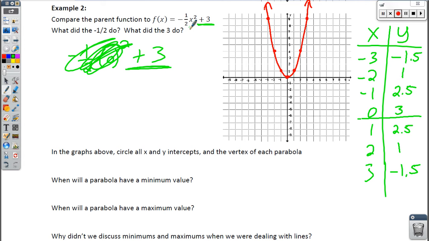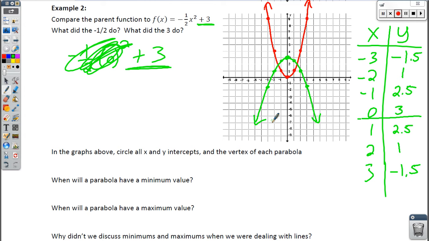So think about that as being a translation up 3, moving that y-intercept up 3. All right, so let's plot these points then. So the point (0, 3) that we were just talking about. (1, 2.5), that's right here. (2, 1), and (3, -1.5). That's right here. All right, and then plot the others. Now you might notice here that parabolas are symmetric. So the left side is the same thing as the right side, just the mirror image. All right, and let's graph this curvature here. Something like that.